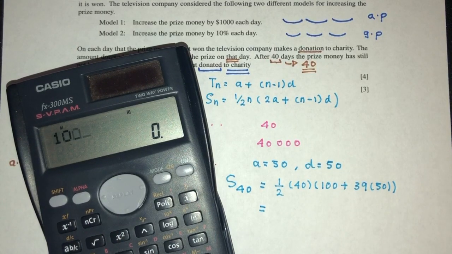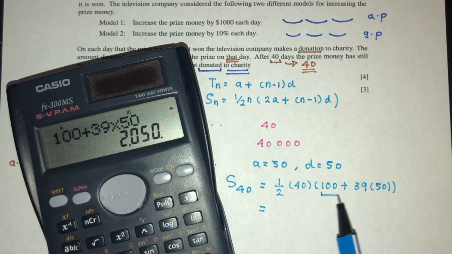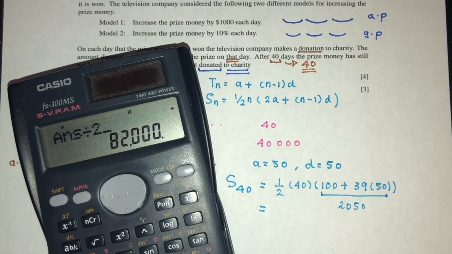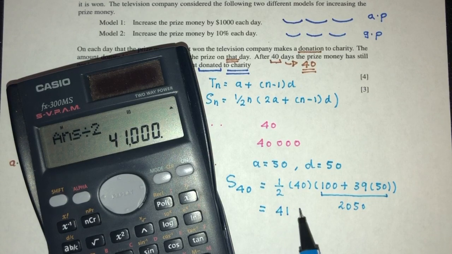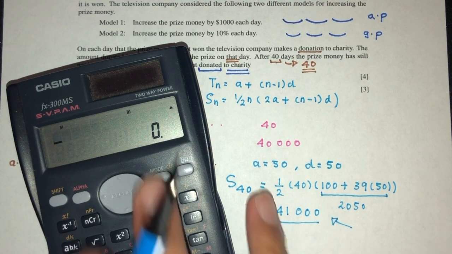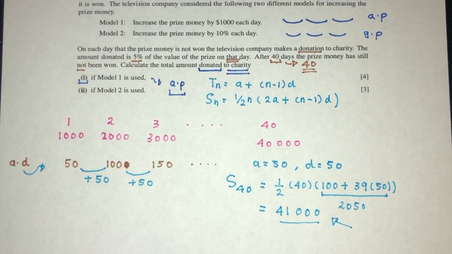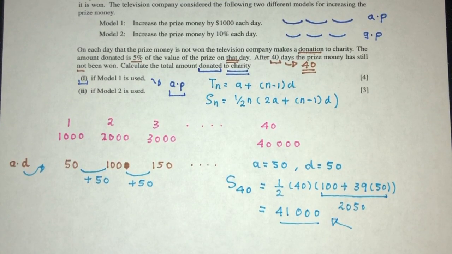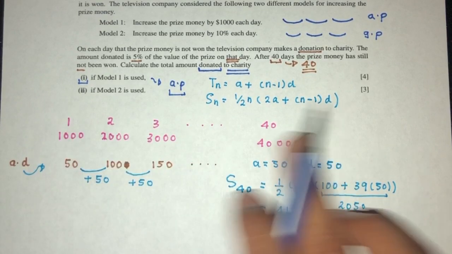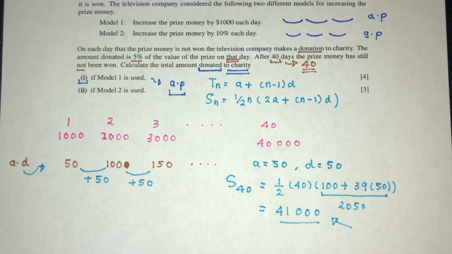So here we have 100 plus 39 times 50. So this will be 2050 times 40 divided by 2. That should be 41,000. Okay, so this will be your answer for part 1 of the question. If model 1 is used, the amount donated will be 41,000. So I hope that makes sense. First we can see this, then we have this, and then we derive this.